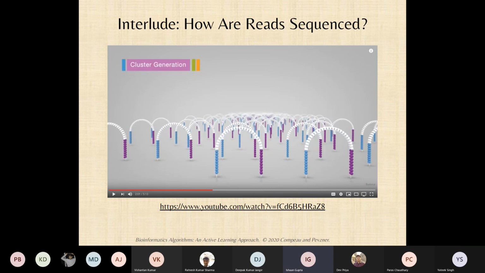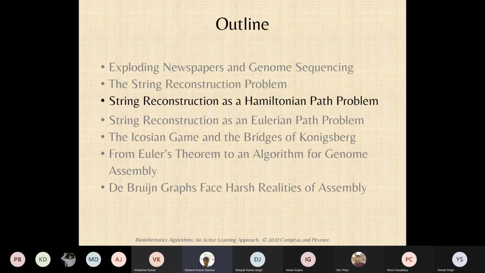I hope everybody understands how sequencing happens in the Illumina machine, how it happens in the BGI machine with the DNA nanoballs, how it happens in the 454 machine with pyrosequencing, and how it works in the nanopore. Okay. All right.